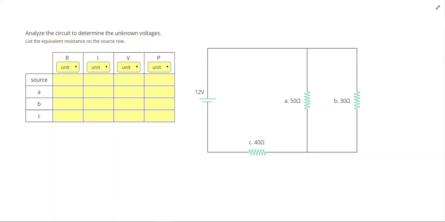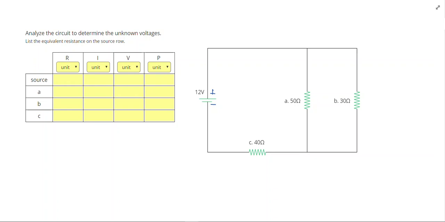In this problem, we're going to work on solving a circuit that does not have distinct routes. As you can tell, if you trace around from the positive side of the battery to the negative side of the battery, on one route you could go through resistors A and C. On the other route you could go through resistors B and C.